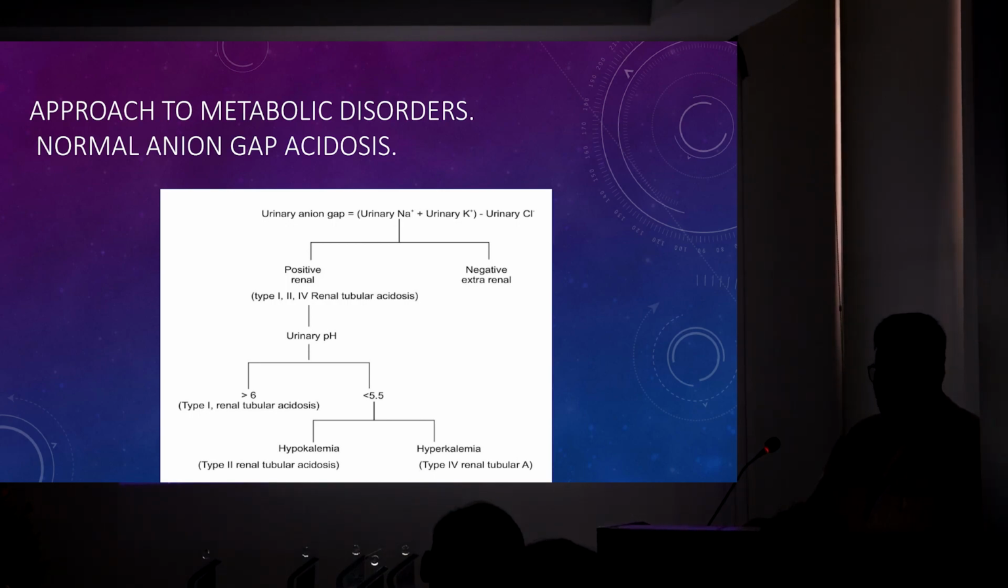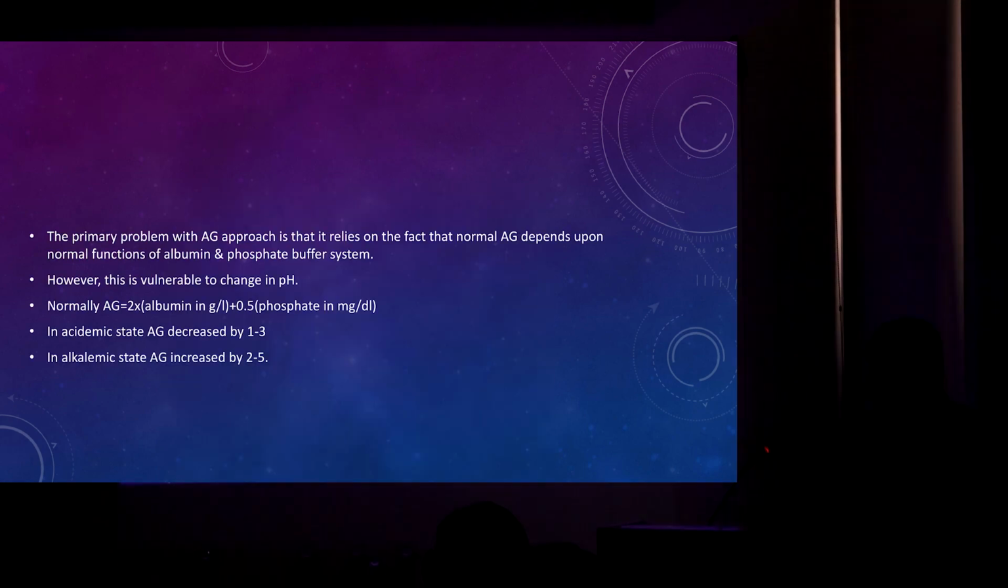So once it is due to a renal cause, we need to see the pH of the urine. If the urine pH is on the more alkaline side, more than 6, it is a type 1 renal tubular acidosis, and if it is less than 5.5 and associated with hypokalemia, it is type 2 renal tubular acidosis, and if it is associated with hyperkalemia, it is type 4 renal tubular acidosis.